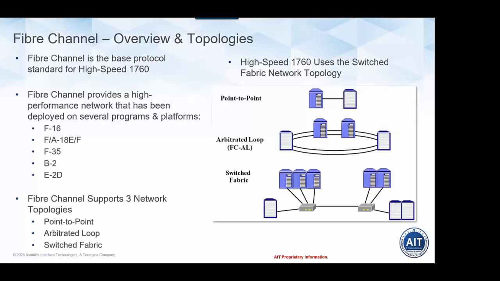High-speed 1760 uses the switched fabric network topology only. It doesn't call out or make utilization of point-to-point or arbitrated loop topologies. So you won't hear much more even in this series of webinars about the arbitrated loop or the point-to-point topologies and specifics of Fibre Channel related to those topologies. We're going to concentrate primarily on the switch fabric, since that's what the weapons bus uses.